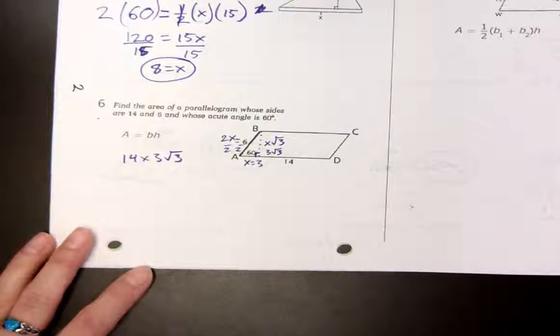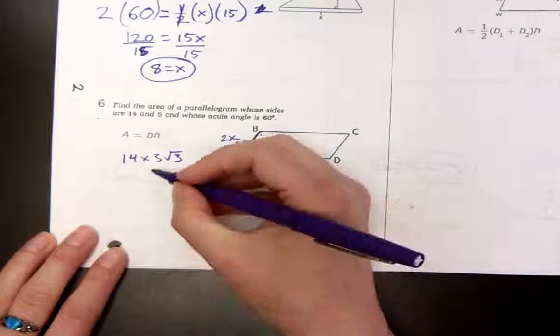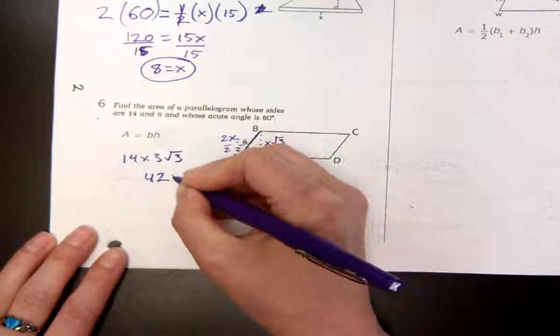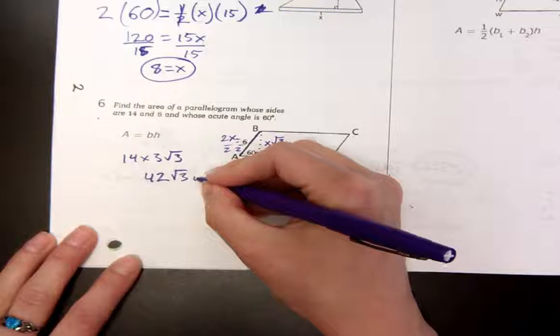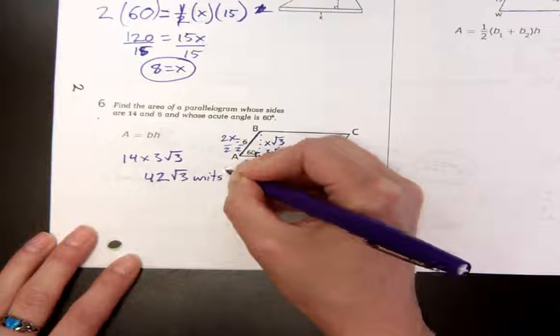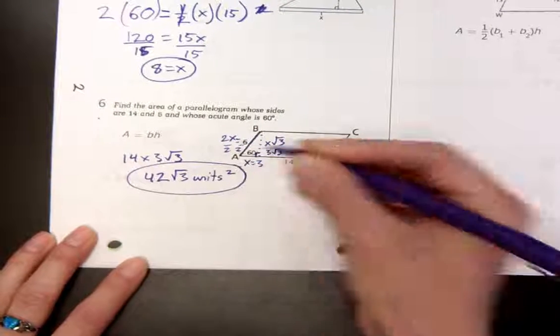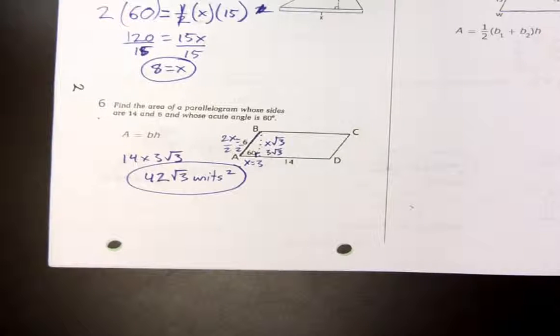What is 14 times 3? 42, and then I just leave the root 3 as root 3. It doesn't tell us what units here, so I'm just going to write units squared. It doesn't tell us if we're in centimeters or inches or anything else.